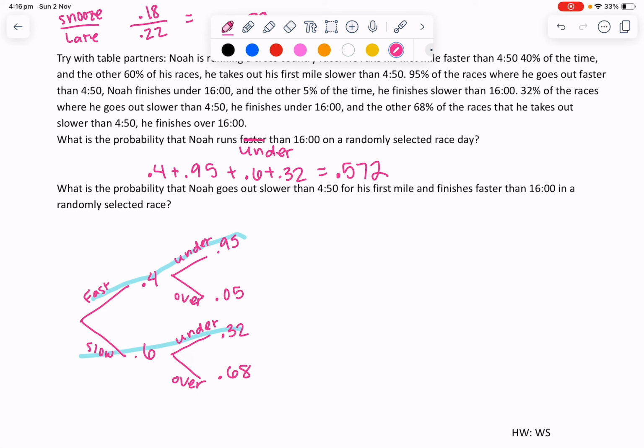So what is the probability that he goes out slower than 4:50 for his first mile and finishes faster than 16 minutes? Okay, so he's going out slower and finishing under 16. So I just want to know the size only of that branch. So it'd be 0.6 times 0.32. We get 0.192.